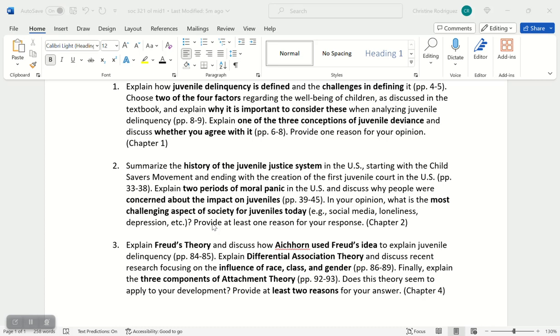Choose 2 of the 4 factors regarding the well-being of children as discussed in the textbook and explain why it is important to consider these when analyzing juvenile delinquency.